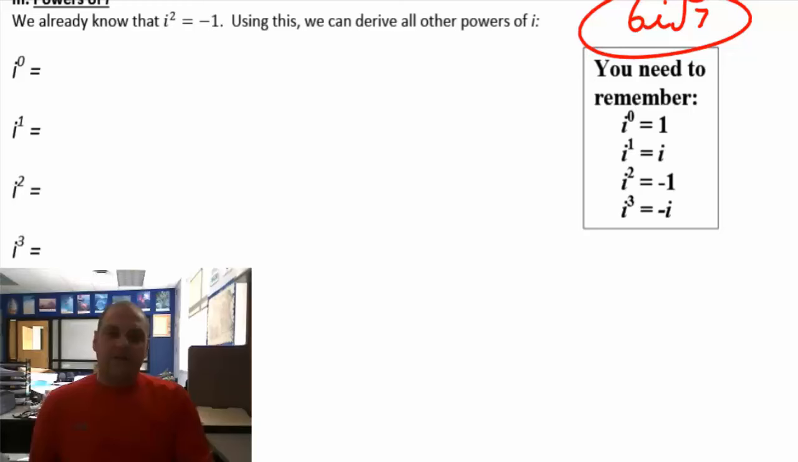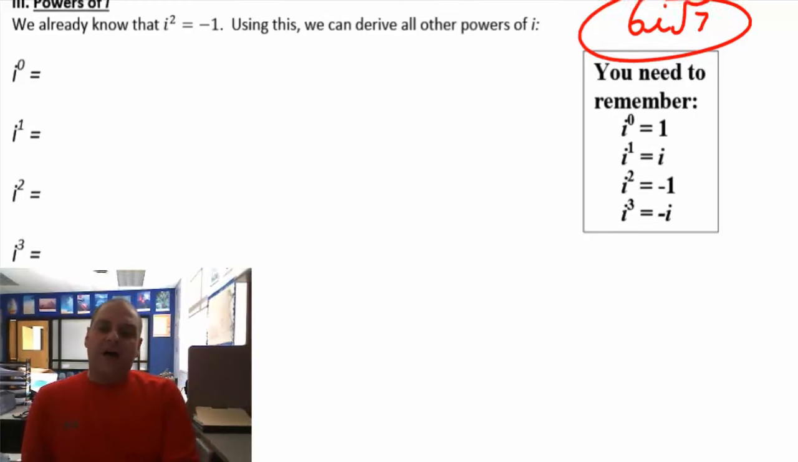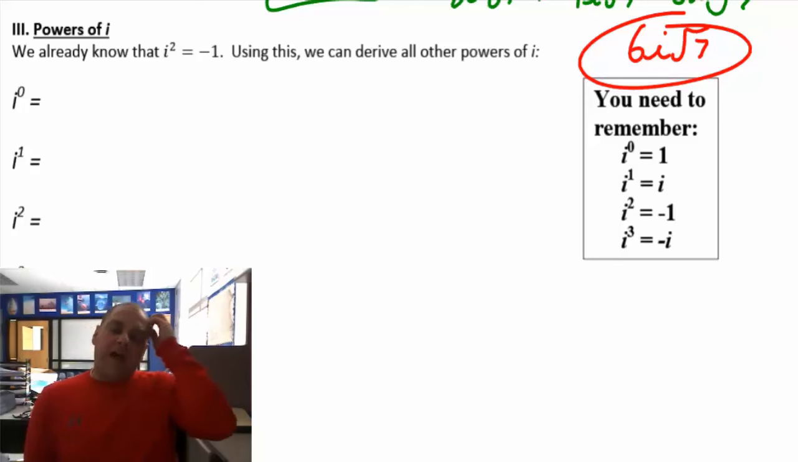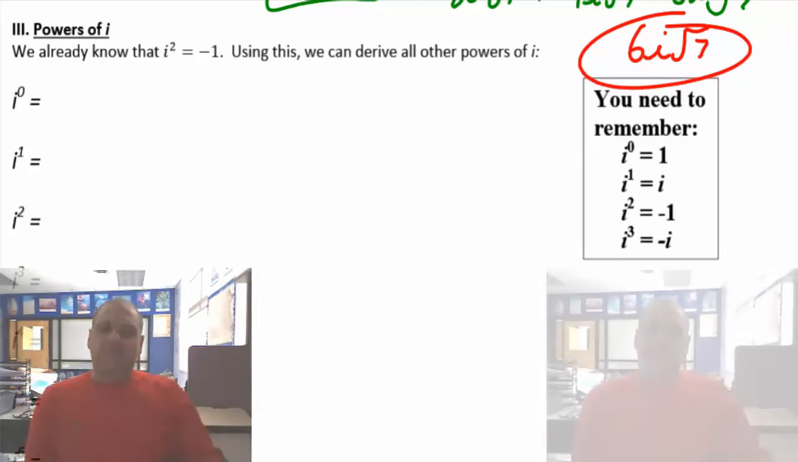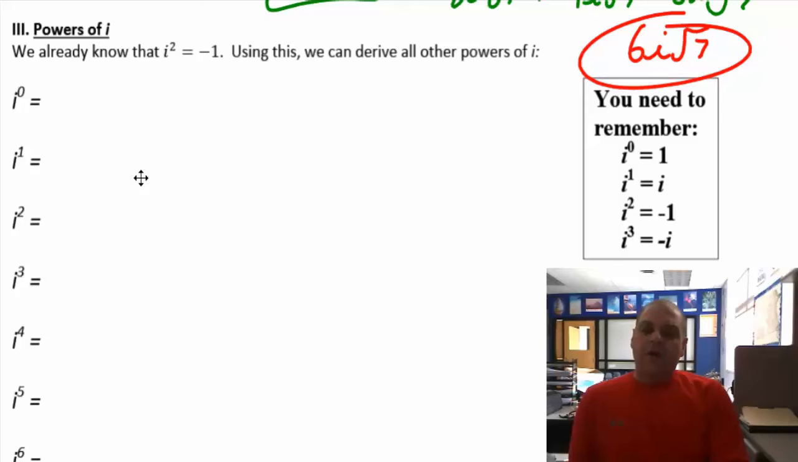Powers of I. Here's an interesting thing, and this is the last thing we're going to do in this lesson here. Powers of I. We already know that I squared is negative 1. We talked about that. So let's fill in what we know. We know I squared is negative 1. We already did that. We talked about why. I to the first power, well, anything to the first power is just itself. So whenever you see I to the first, it's just I.